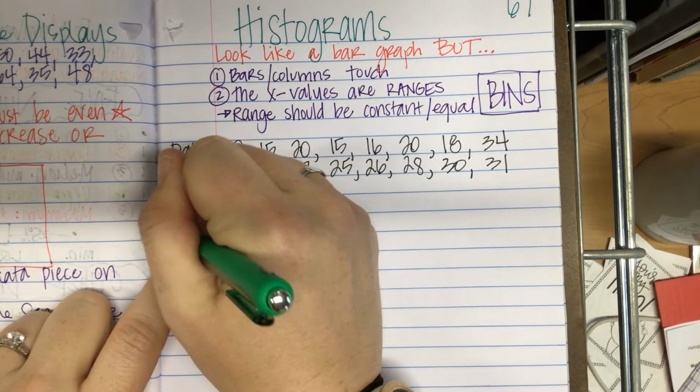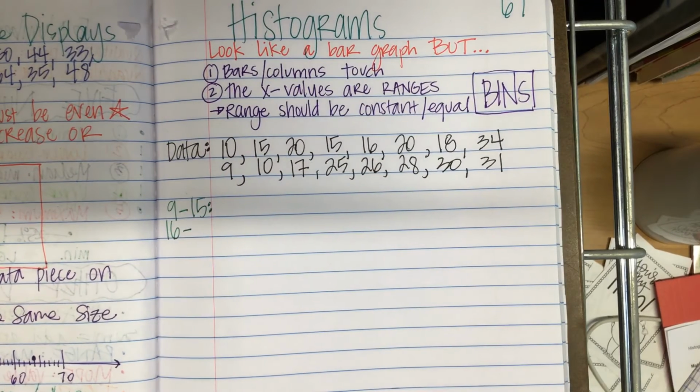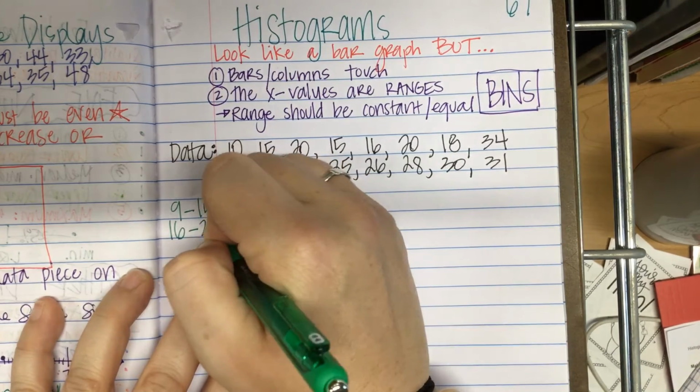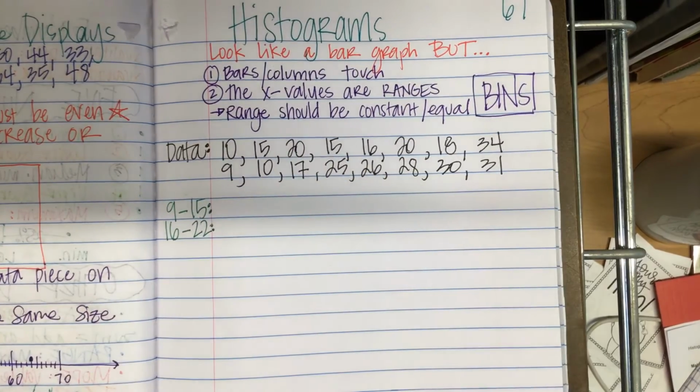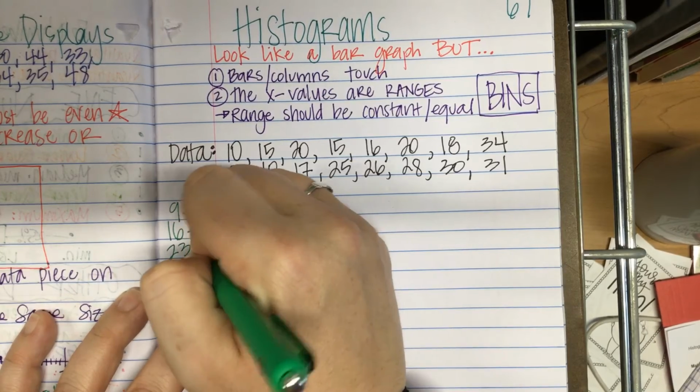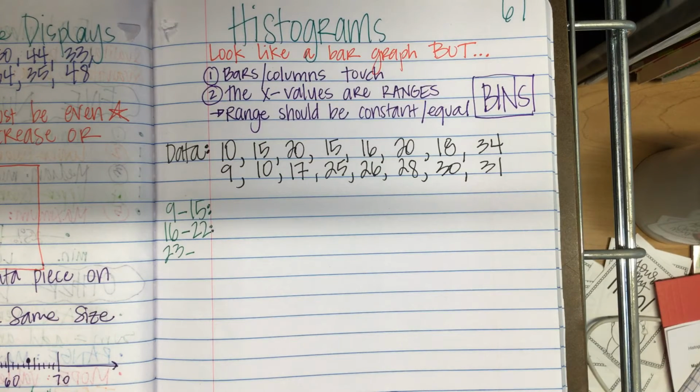So I have 16. Now let's count it out again. 16 is number 1. 17, 18, 19, 20, 21, 22. That's 7 values. My next bin is 23 to 29. 23, 24, 25, 26, 27, 28, 29.